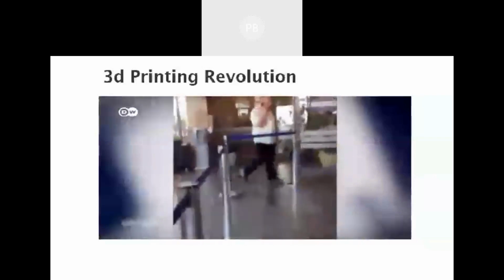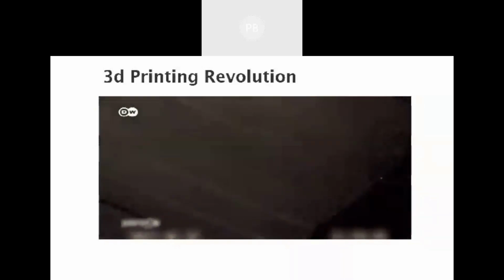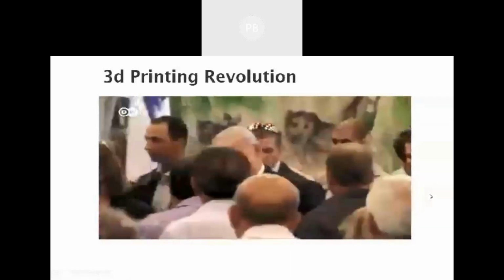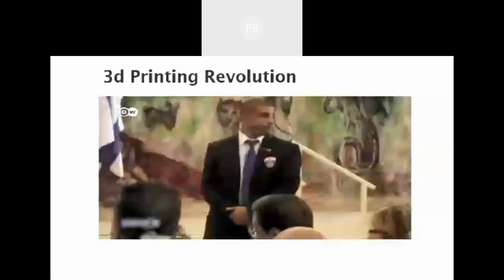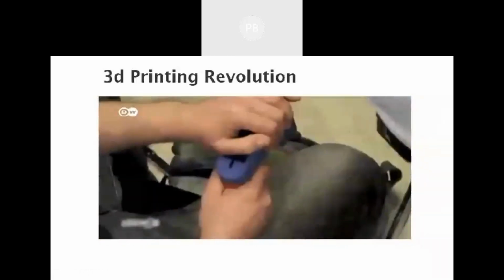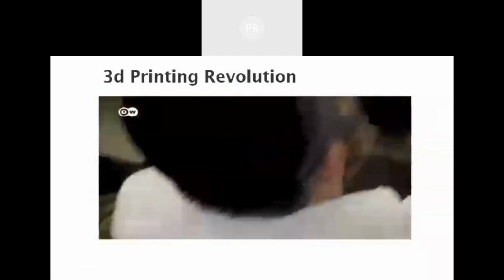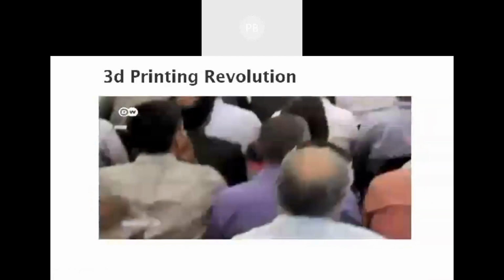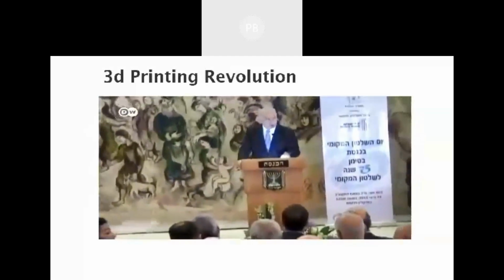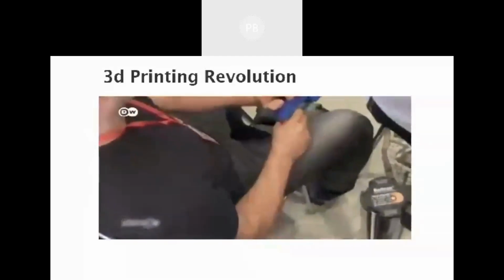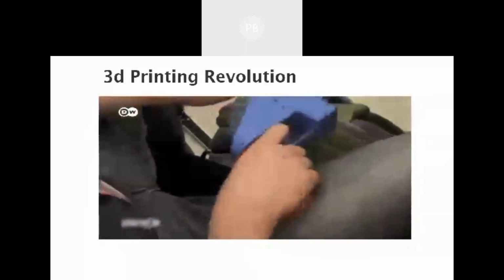The gun had a metal firing pin, but security devices failed to detect it. Israeli Prime Minister Benjamin Netanyahu was attending a ceremony in the building. The reporter who had the 3D gun was seated just 10 rows away from him and even pointed the weapon at the Prime Minister. Netanyahu's office later criticized the reporter's actions as irresponsible.